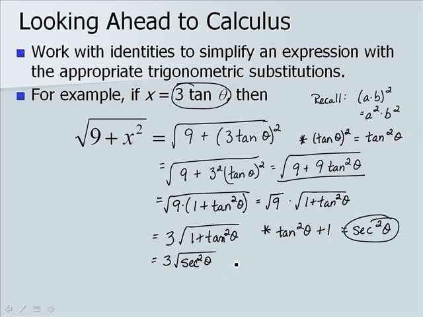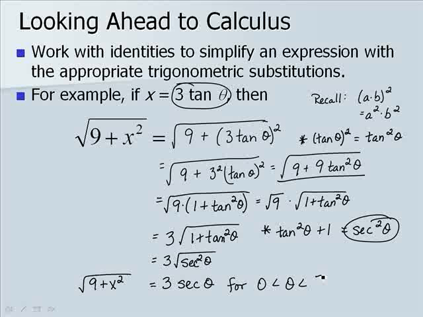Now in the first quadrant, or in our interval from 0 to pi over 2, the value of secant is positive, so we will have that the square root of 9 plus x squared is then equal to 3 secant of theta. And we've eliminated our square root. And let's take note that this is for all values of theta between 0 and pi over 2, since that's the interval that secant is positive.